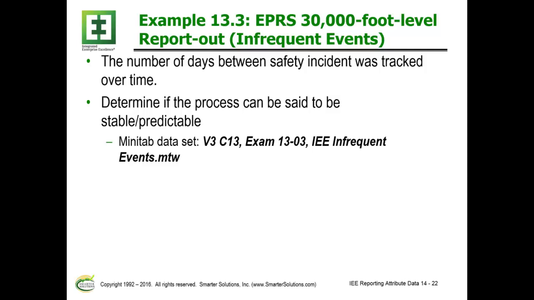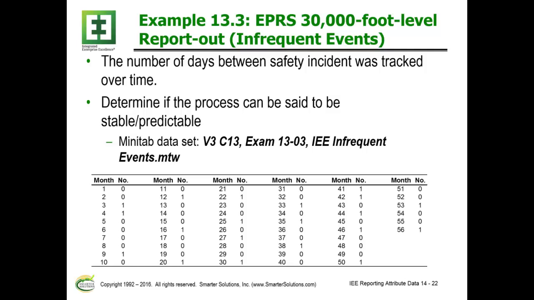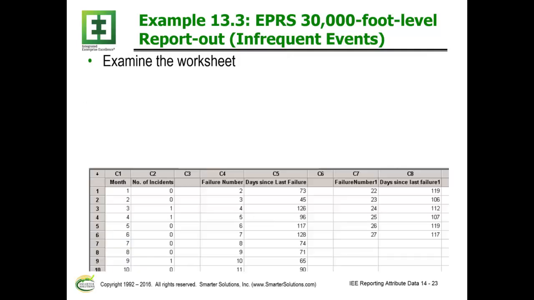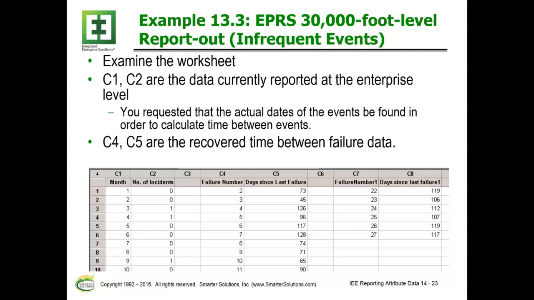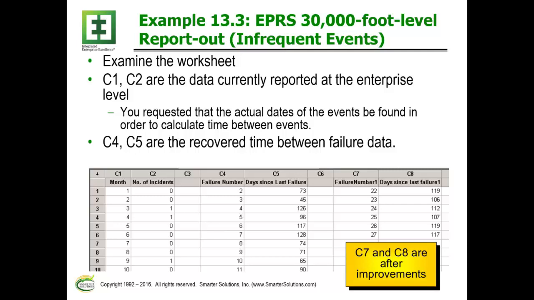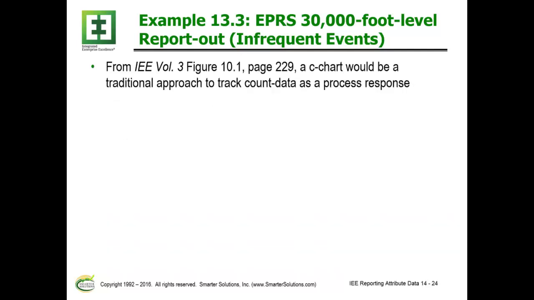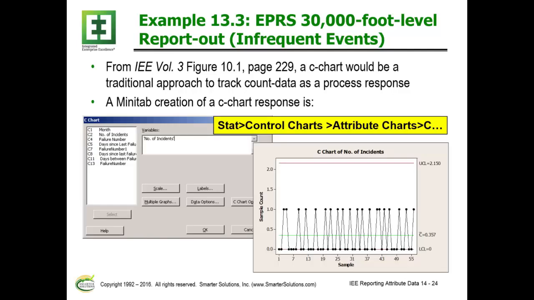So let's load up this data set here. We notice the worksheet. We've also got the number of incidents by month, and for various failure numbers, we've got the time since the last failure. C4 and C5 are the recovered time between failure data. So from figure 10.1, page 229 in volume 3, we would create a C chart value that looks like this.